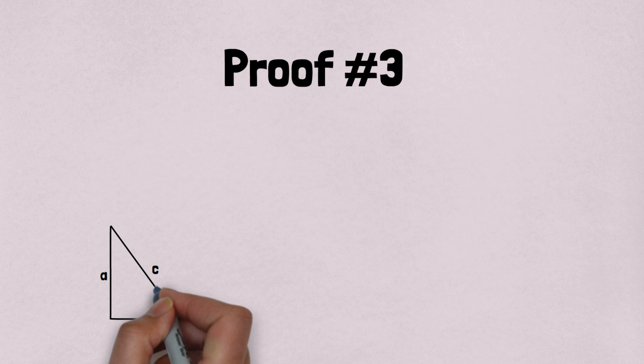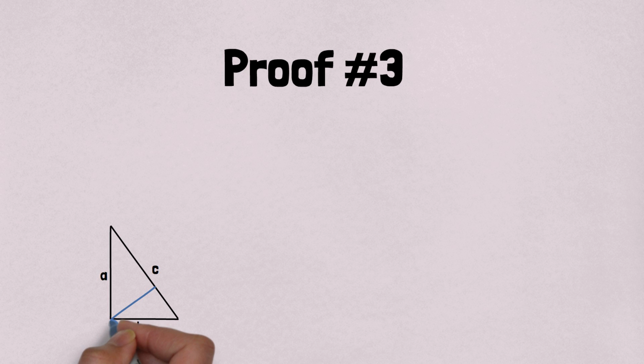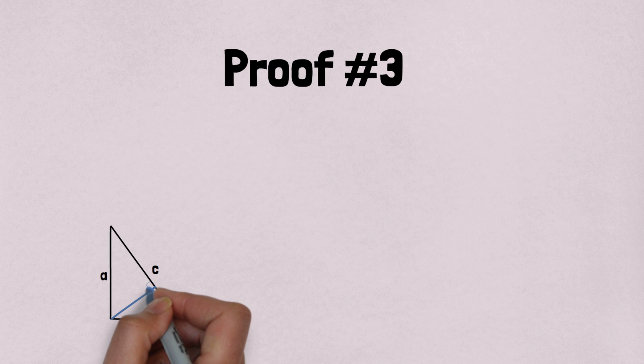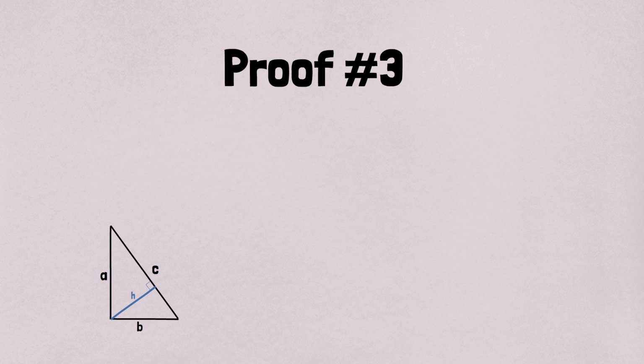Now onto the proof. This is our setup. We have a right triangle of sides A, B, and C. We're going to draw a line from the right angle of our triangle to the C side, forming a right angle as we touch the C side. Let's call the length of that side H. That line splits C into 2 smaller lengths. Let's call them C1 and C2.